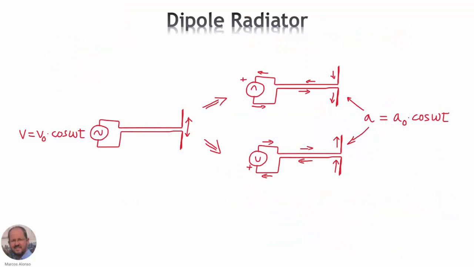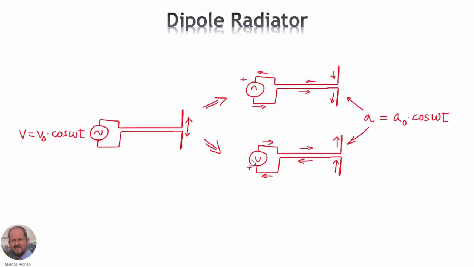Now we can understand the operation of a very simple radiator, which is the dipole radiator. The dipole radiator is made up of two wires like this, to which we are connecting a voltage source generating a voltage that follows a cosinusoidal evolution in time. So when the voltage is positive like this, the electrons of the wires in the dipole radiator are going in this direction. So in both wires, the electrons are going down.